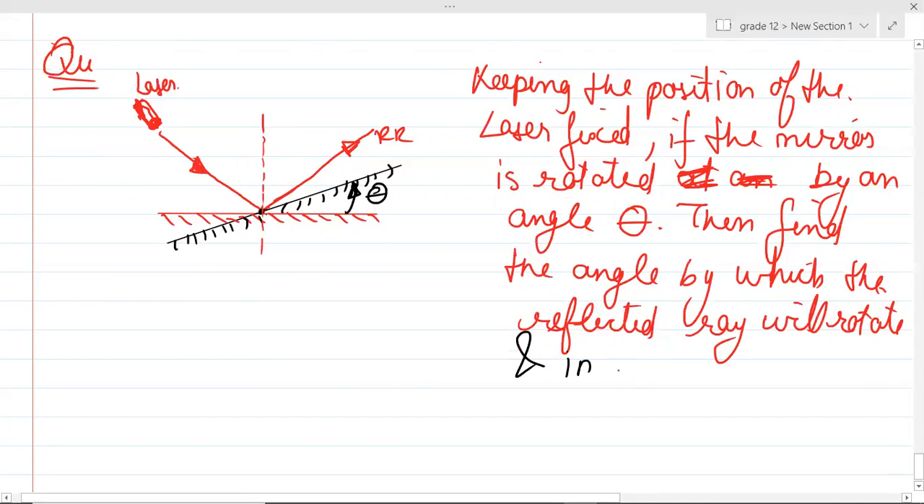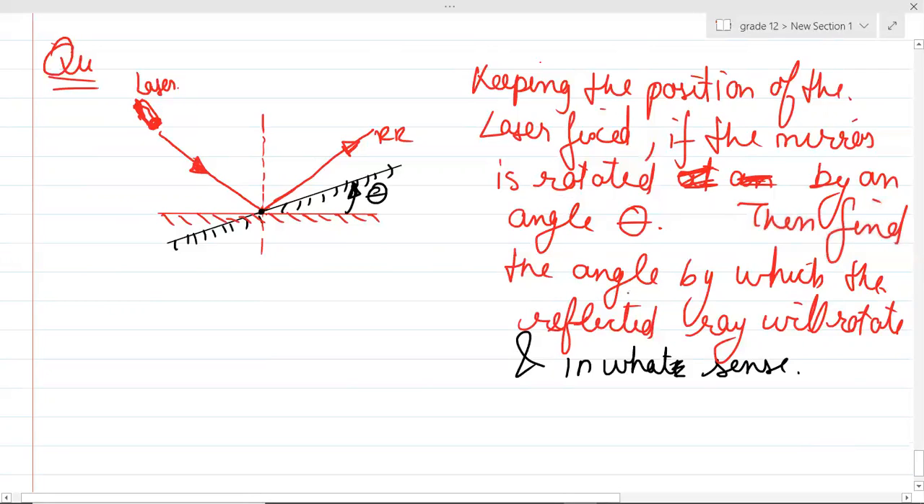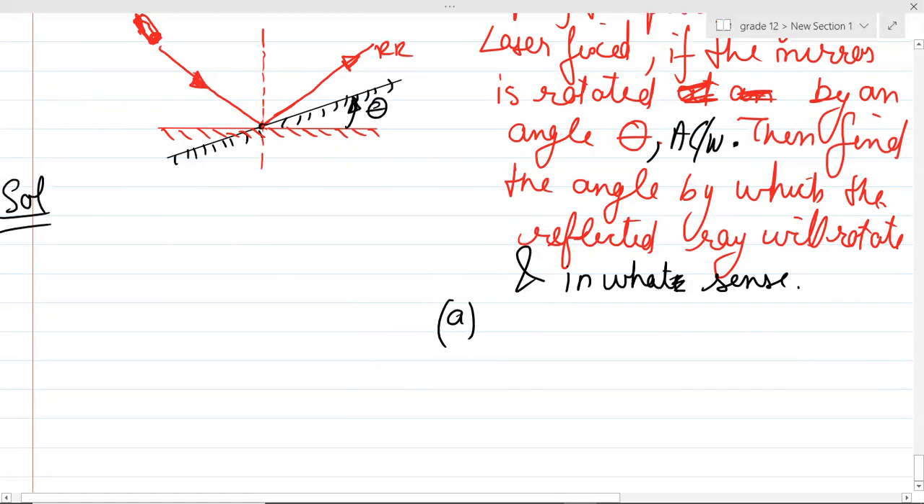Can you see over here in the diagram, have I rotated the mirror clockwise or anti-clockwise? Yes, sir, rotated by an angle theta anti-clockwise. Then find the angle by which the reflected ray will also rotate and in what sense. The answer is out of these four options. Again, it's not a very big question to be solved. You just have to apply a little logic.